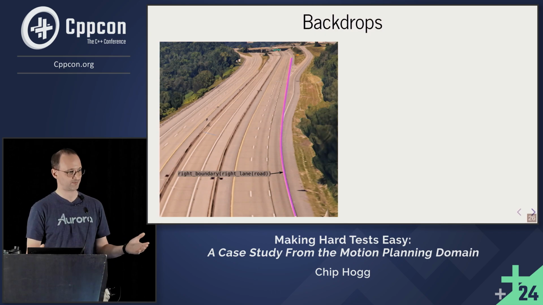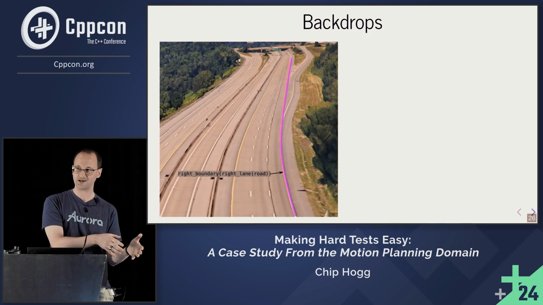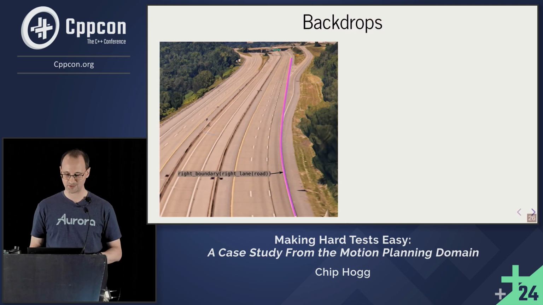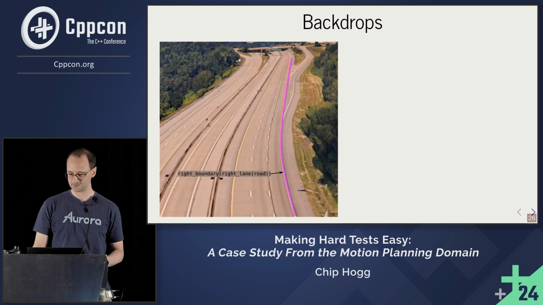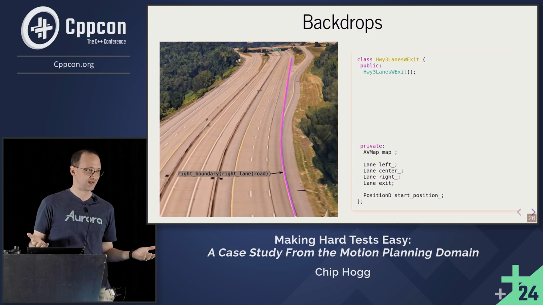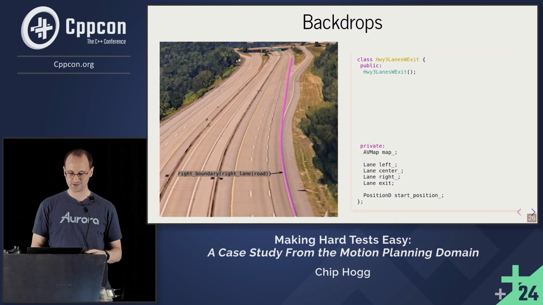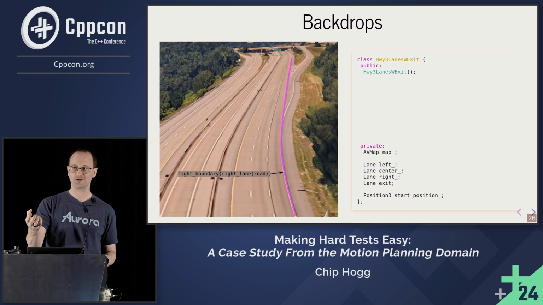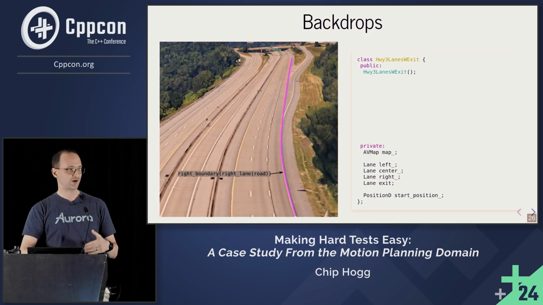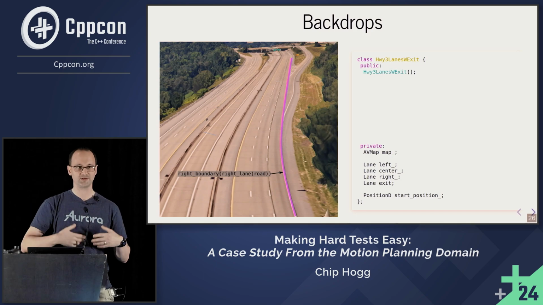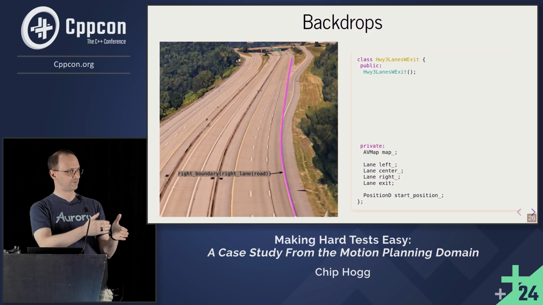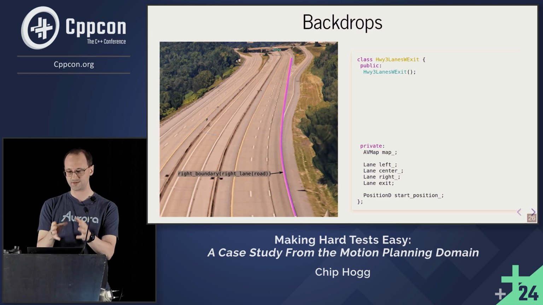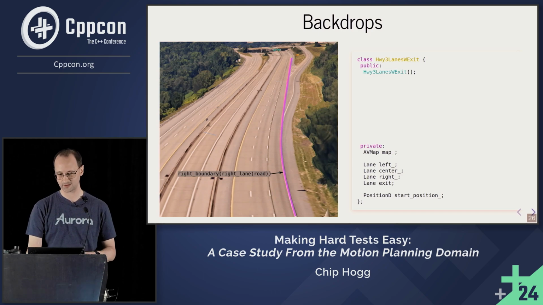So this is what we've been calling backdrops. A backdrop is not a scene, it's the backdrop against which a scene takes place. What is it, actually? Well, it's just a class that has the kinds of members that you might expect. We've got a member to hold the actual map data. We've got all these lane members that hold the buckets of well-named paths. We have some physically meaningful positions that make sense for this specific scene, that kind of thing.